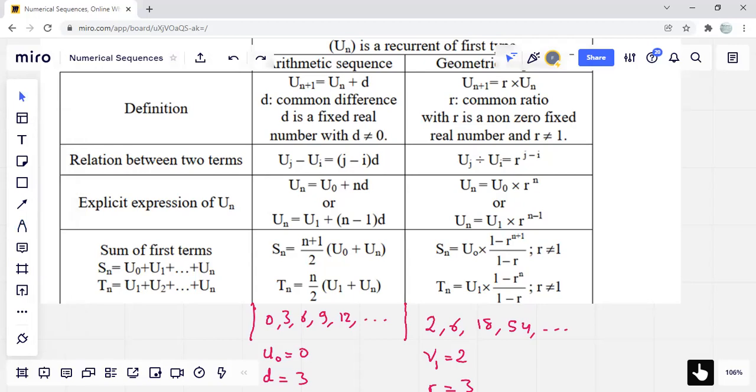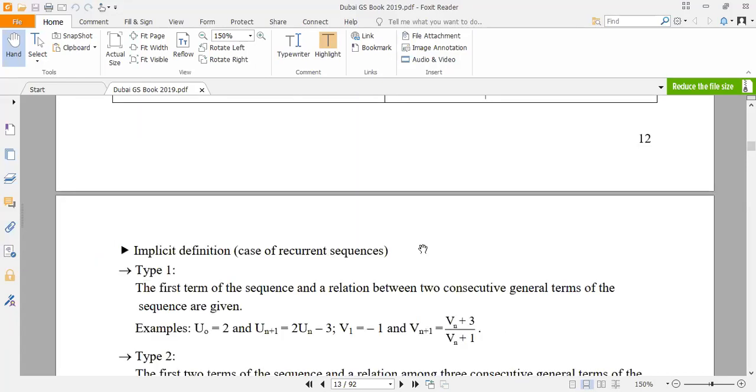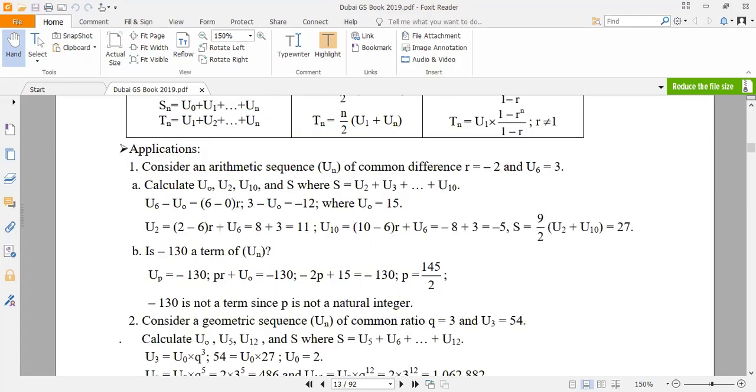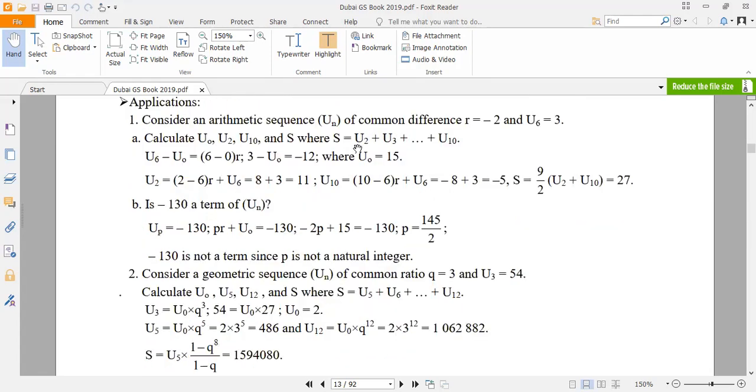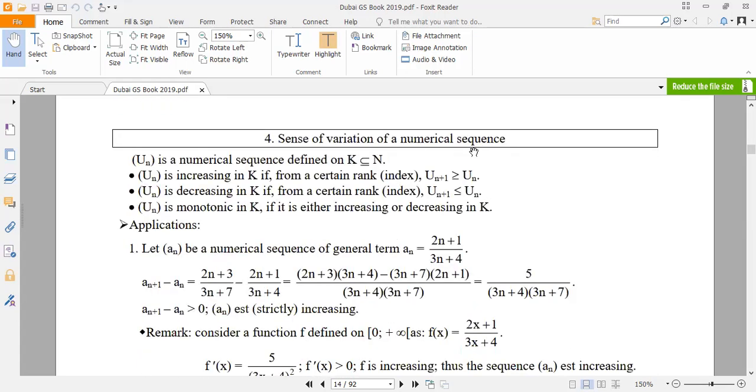We also learned more about sequences. We have here applications on arithmetic and geometric sequences, how to find the relation between any two terms and the sum. And we talked about the sense of variation of a numerical sequence.